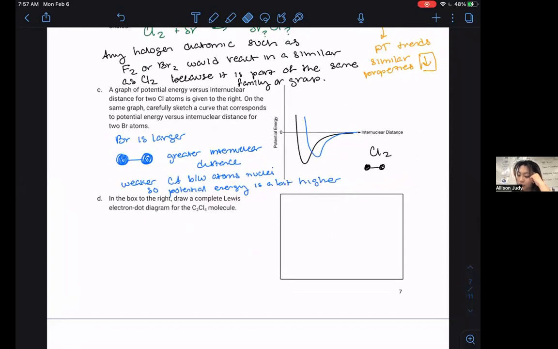Now here we see something interesting. We have 2 C's, okay? Here we have an interesting case where 2 carbons kind of act as the general central atoms, okay? And then we have Cls around it, all right?